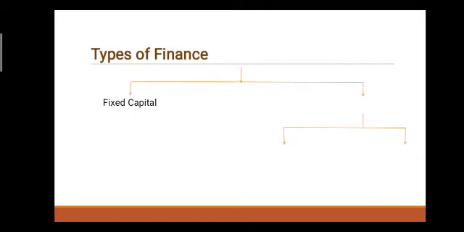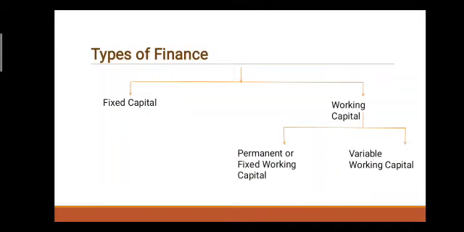Types of finance. There are two main types of finance. First one, fixed capital. Second one, working capital. Working capital is again classified into two types. In that, first, permanent or fixed working capital, and second, variable working capital. We will discuss one by one.